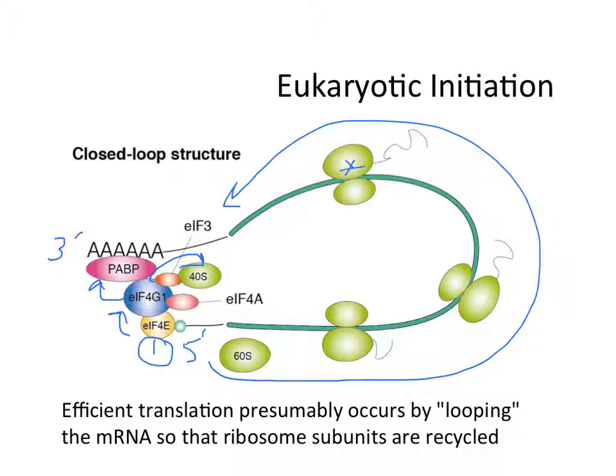That is, when they fall off, the large and small subunits, they're right there next to the 5' end again, so that they get immediately recruited by EIF4E and the other eukaryotic initiation factors, get right back on the messenger RNA and go again. It's like going on a ride at Disneyland. You do the ride, you get off, you run to the line again, get in line, do the ride again. Okay.